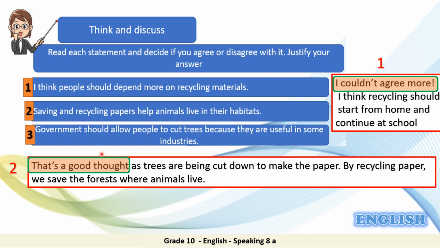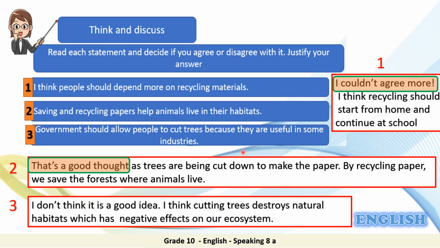How about sentence 3? Government should allow people to cut trees because they are useful in some industries. Do you agree or disagree with it? One of the possible answers could be, I don't think it is a good idea. I think cutting trees destroys natural habitats, which has negative effects on our ecosystem. And notice here we have used I don't think it's a good idea to show disagreement.